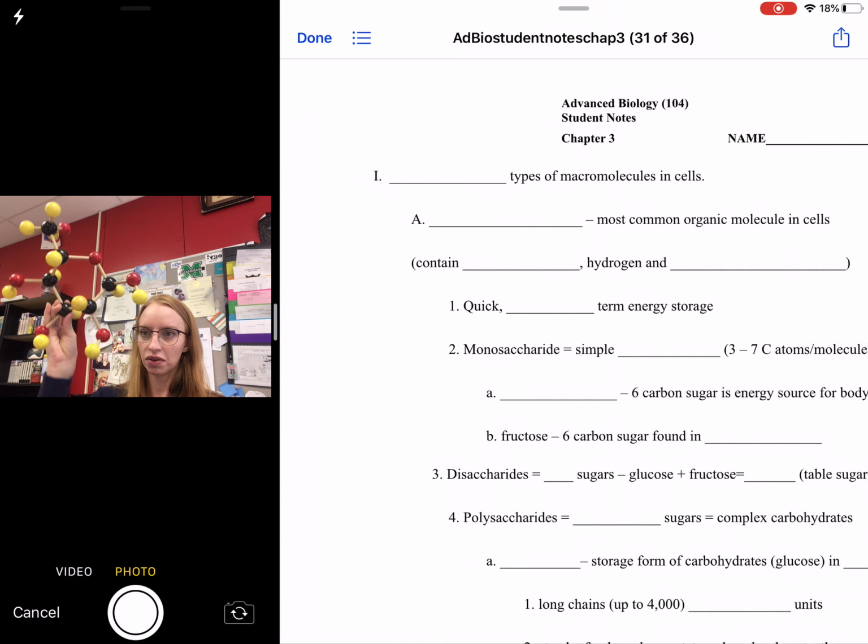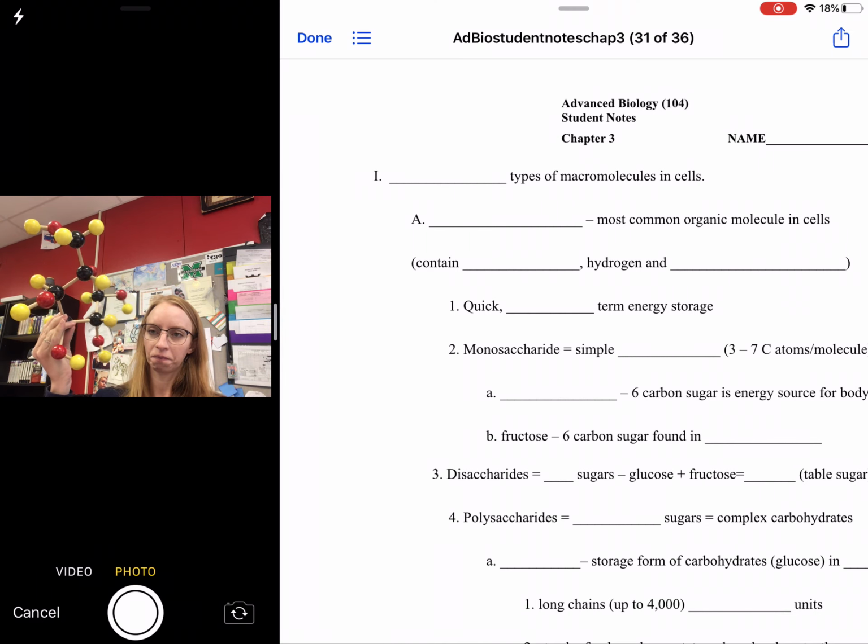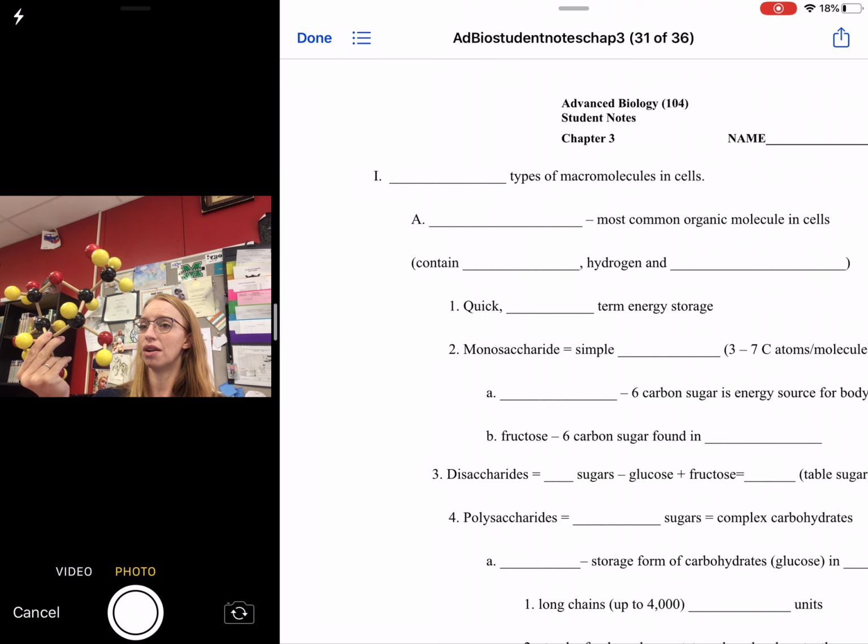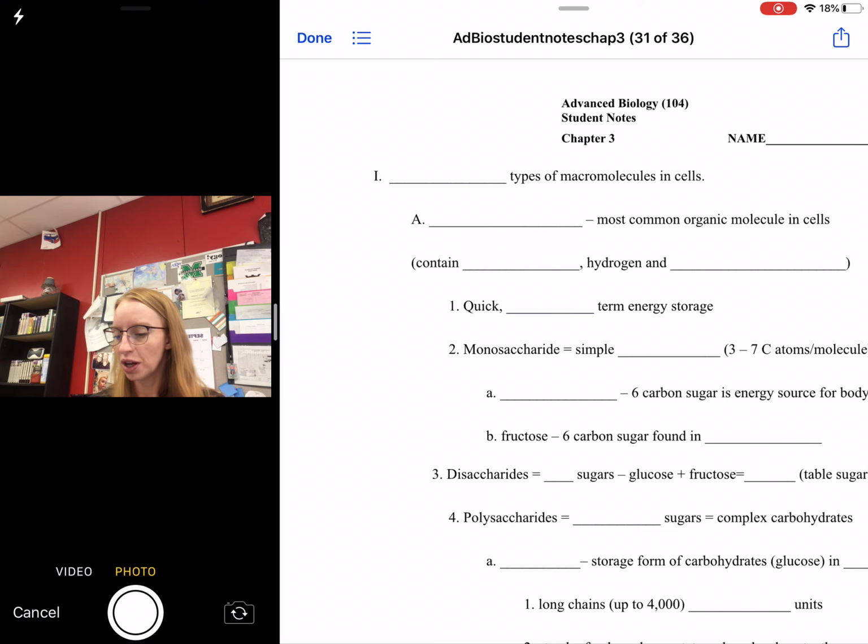So this is glucose. This is what you eat, or what is broken down into the energy that you have for your cell. We also have fructose, which is a 6-carbon sugar. This is found in fruits. So if you eat an apple or a banana, this is what makes it taste sweet.